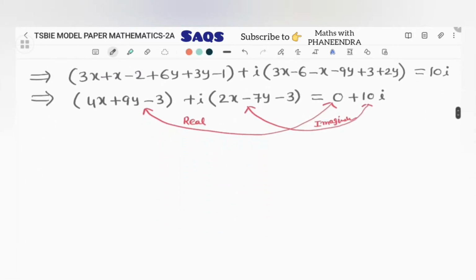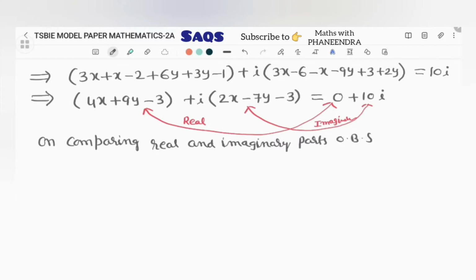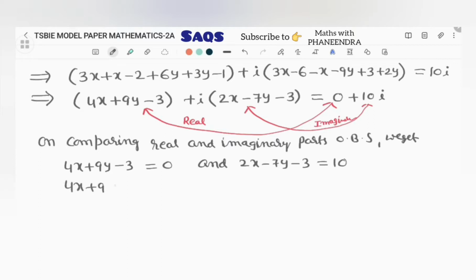So on comparing real and imaginary parts on both sides, we get 4x plus 9y minus 3 equal to 0, and 2x minus 7y minus 3 is equal to 10. So 4x plus 9y minus 3 is equal to 0 and 2x minus 7y minus 13 equal to 0. Now on solving these equations, you will get x comma y.